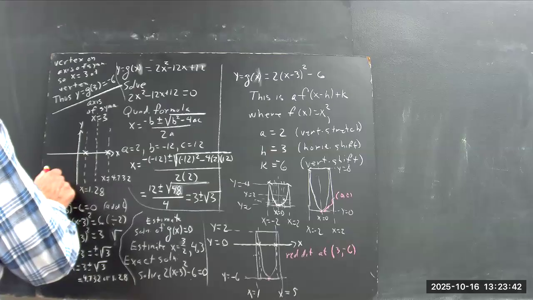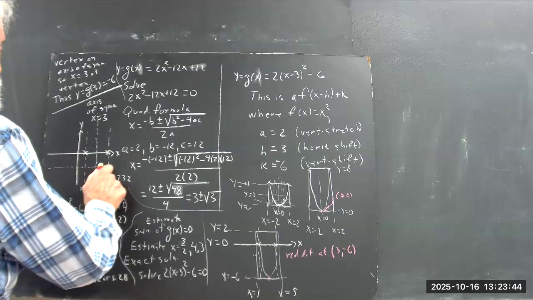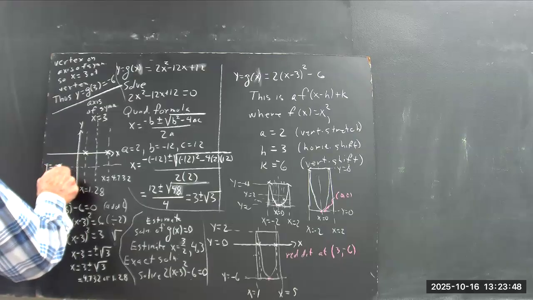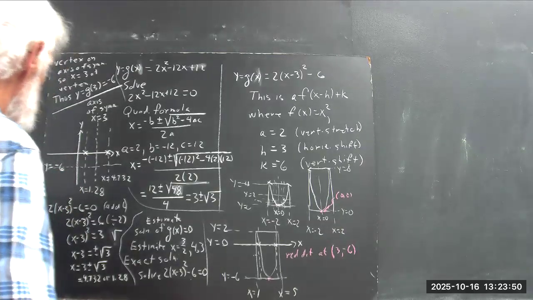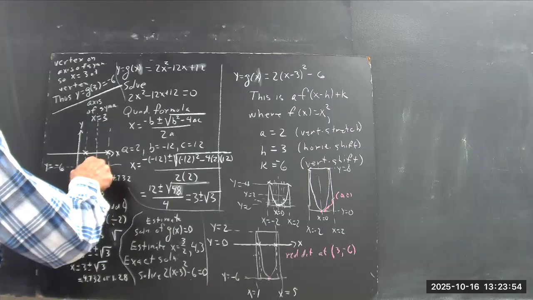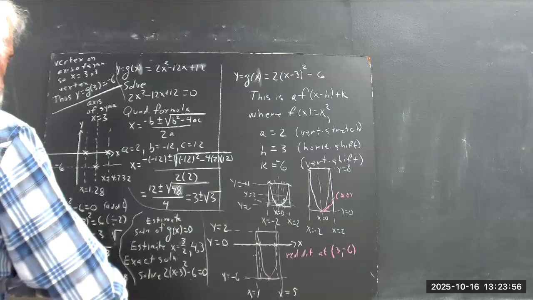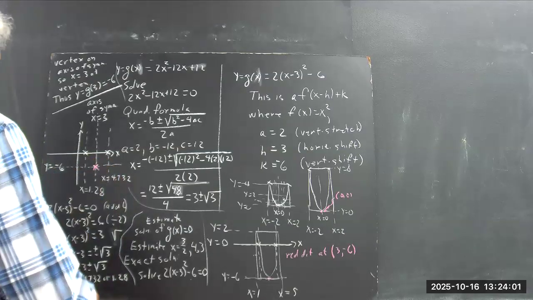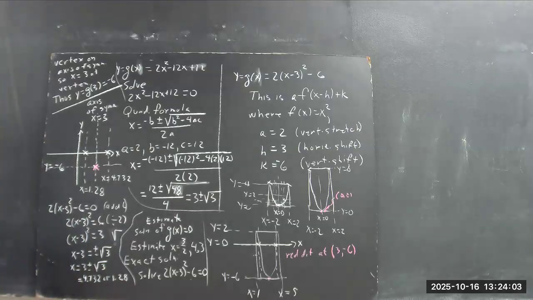Well, we can put the vertex wherever, or we can put y equals -6 wherever we want to. So I'm going to put it here. So here's my vertex. And if you want, that corresponds to the red dot. There's my vertex.